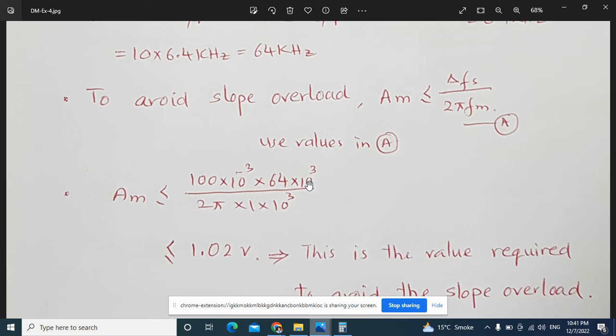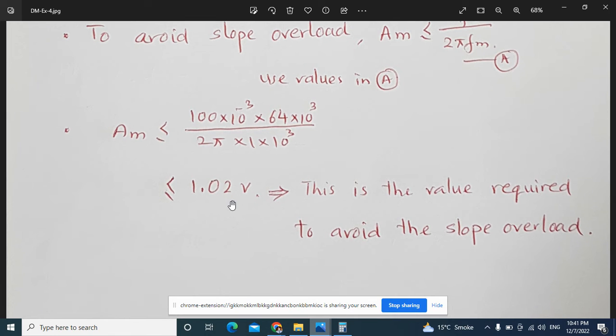So this 3 will be cancelled with that 3, and this is 2 pi, multiplied by 10 raised to minus 3. So using your calculator you can see that the value of the amplitude Am is less than or equal to 1.02. So this shows that this is the value required to avoid the slope overload.